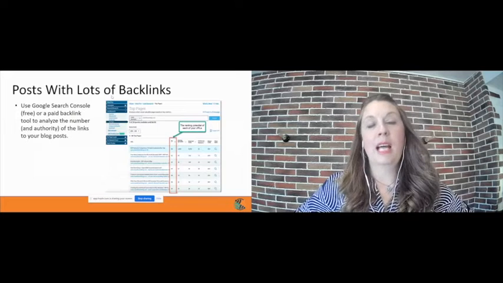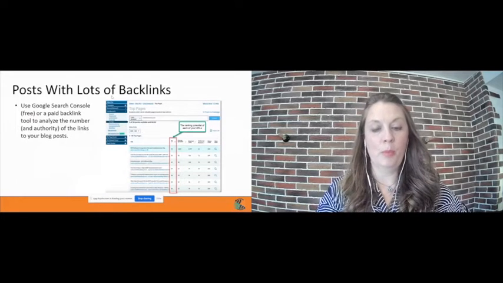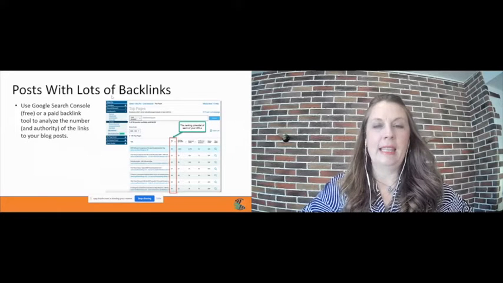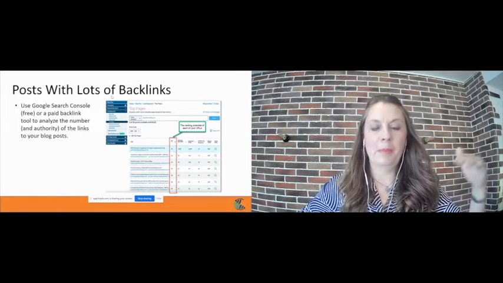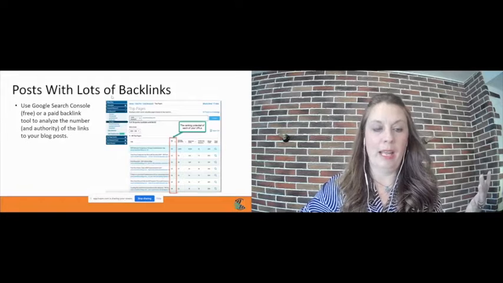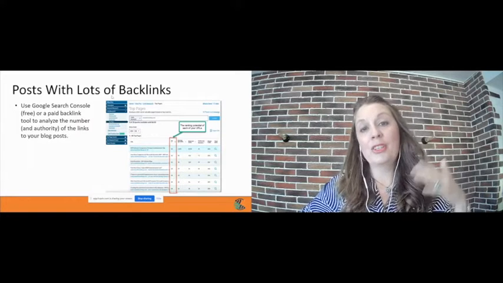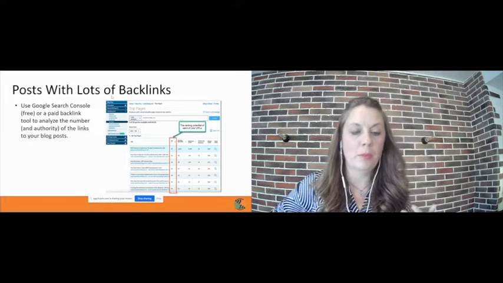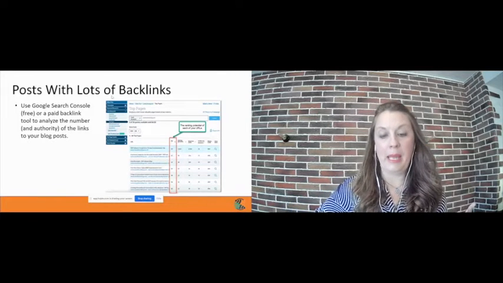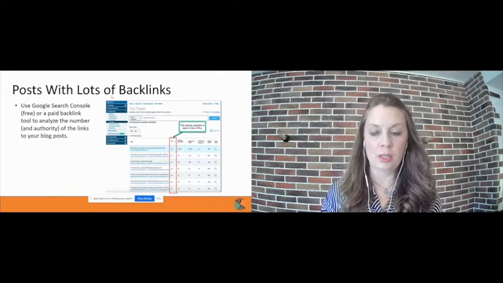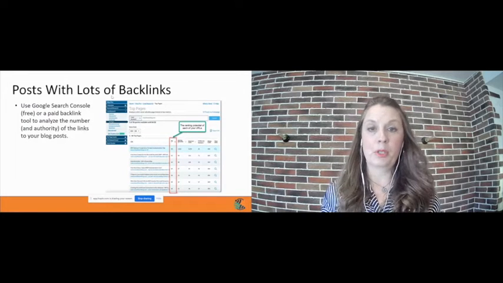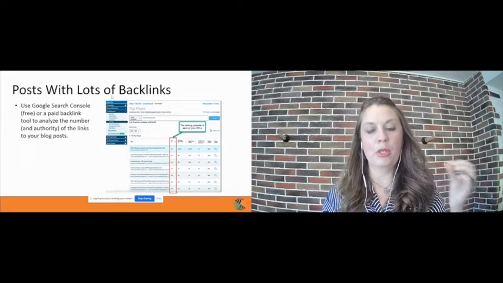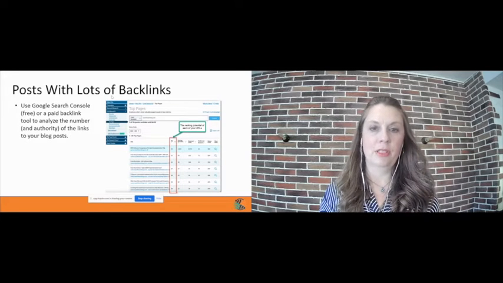So, posts with a lot of backlinks. Now we're getting into a little bit more advanced strategies. There may be pages on your site that don't have the highest traffic, but they have another kind of SEO value. Other sites are linking to them. There's a free tool that shows you the number of websites that link to each of your pages. It's called Google Search Console. You can hook that up to Google Analytics. You can't filter this by blog, but you can export it to a spreadsheet and then filter it from there.